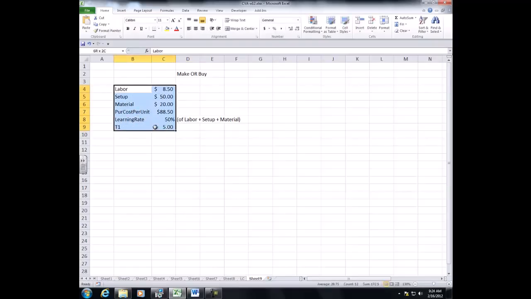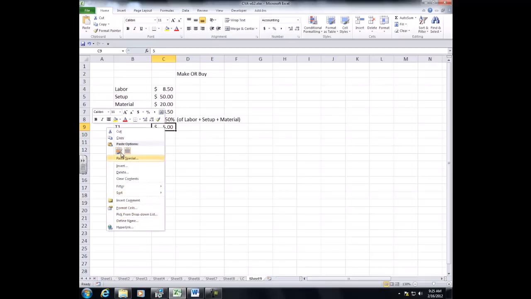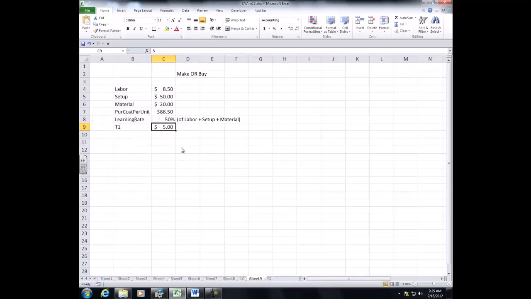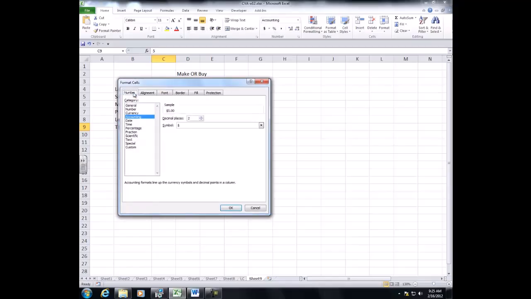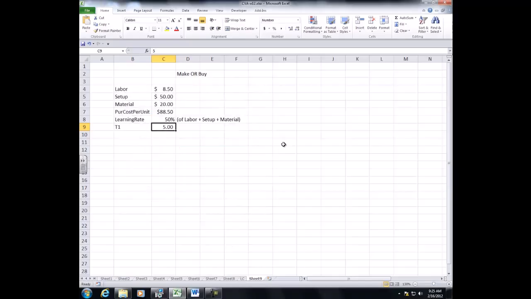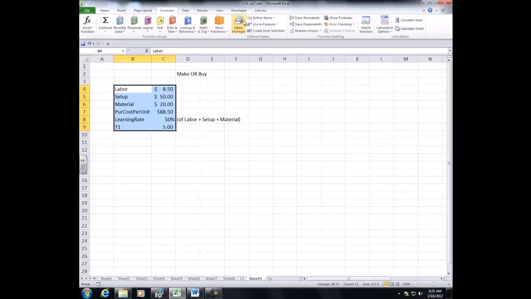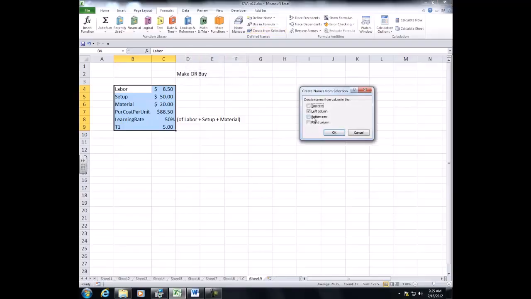I'm going to name these cells so that when I create the formula, it will be easier to read. Oh, there's a $5. Okay, let me change that to just number. Click OK. There you go. So I'm going to highlight from B4 to C9, and Formulas, Create from Selection. The names are in the left column. Click OK.